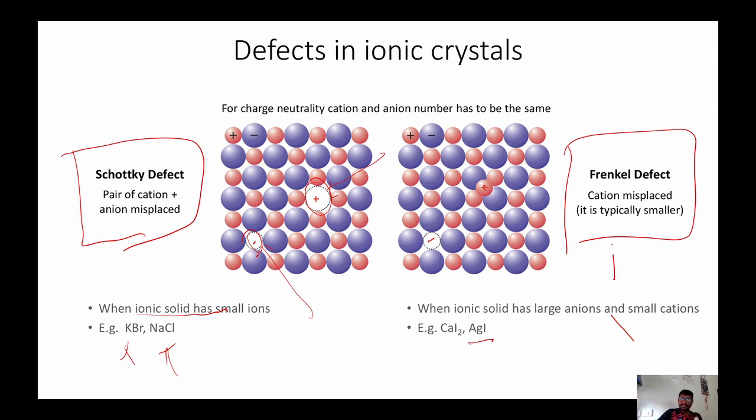In Frenkel defects, either a cation or an anion is misplaced from its lattice position and sits in the interstitial position like this. These kinds of defects generally come with large anions and small cations. In these, the small cation goes to the interstitial position because it is very possible for the cation to move through the interstitials because of its small size. So it will go and sit at the interstitial position.